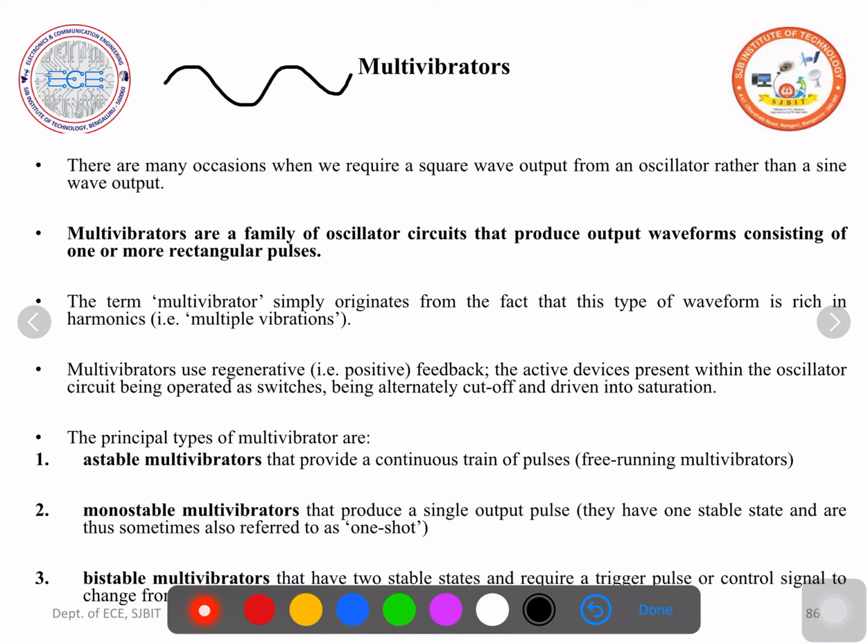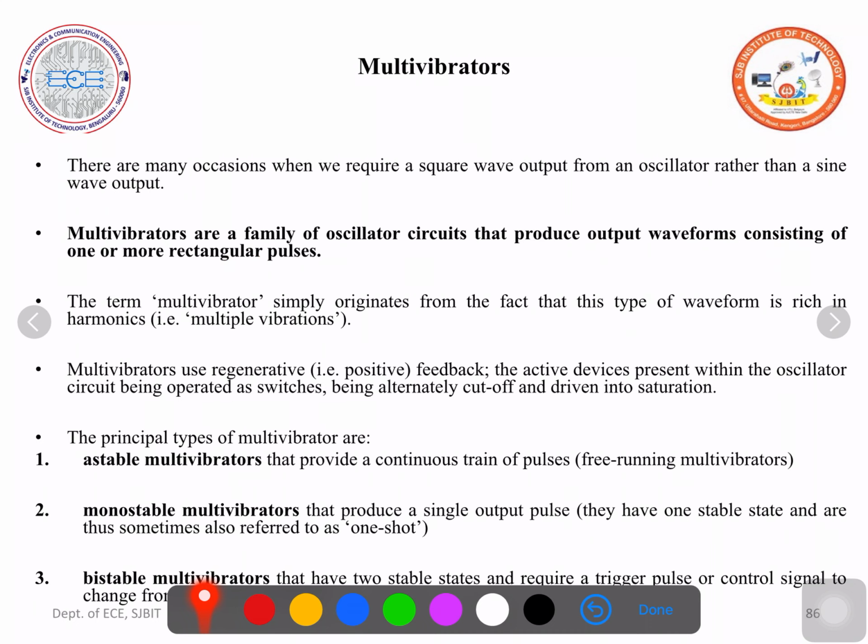But there are many occasions when we require a square wave output. There are many occasions where we need square waveform also rather than a sinusoidal waveform. The multivibrators are a family of oscillator circuits. These are also oscillator circuits that produce the output waveforms consisting of one or more rectangular pulses.